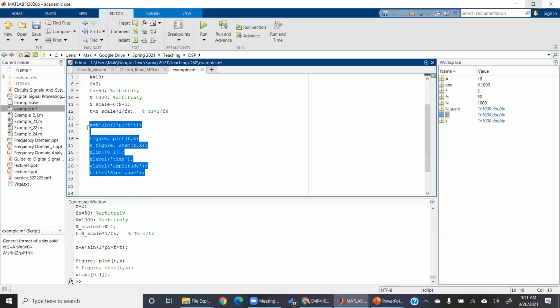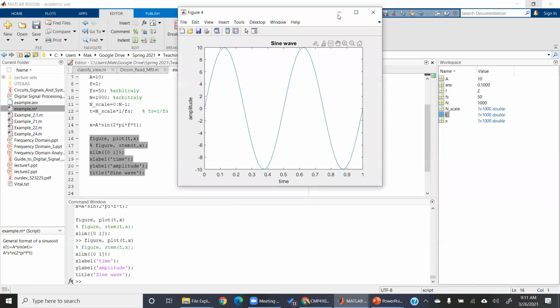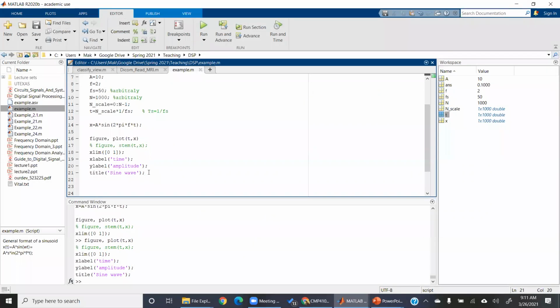Okay, so if I were to do this again, my graph will now have amplitude and time as labels, and it will have a title. I want you to look at plot options.